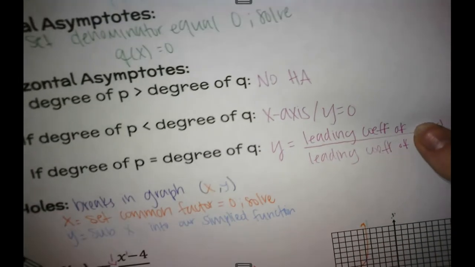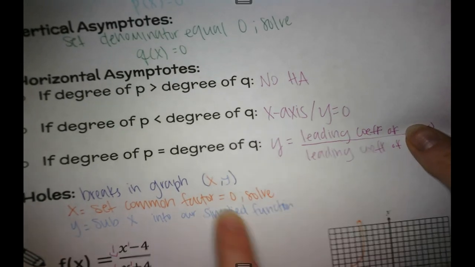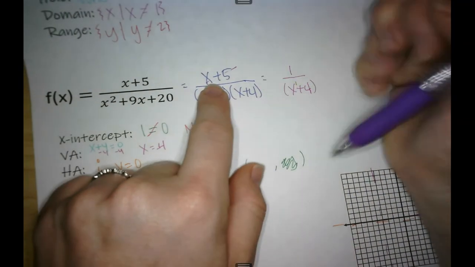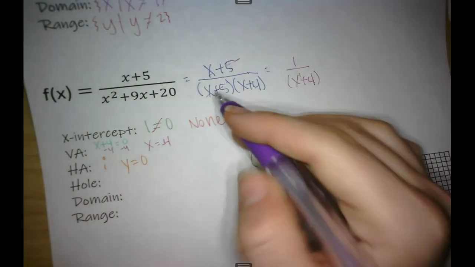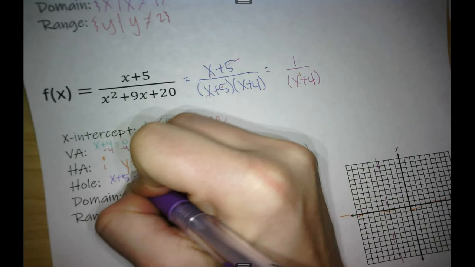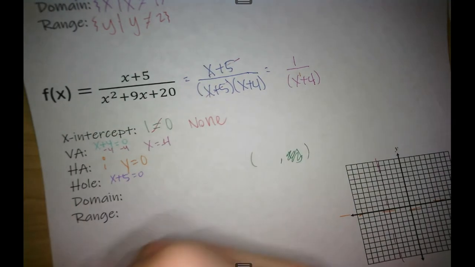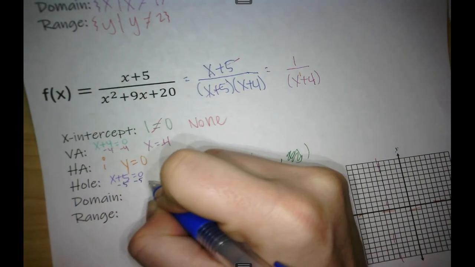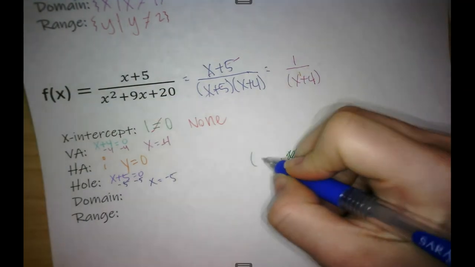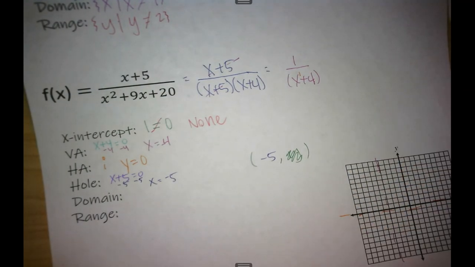And to find the x, we're going to set the common factor to 0. So x plus 5 was our common factor. That's what we crossed out. So we're going to say x plus 5 equals 0. Let's solve by subtracting 5. X equals negative 5.